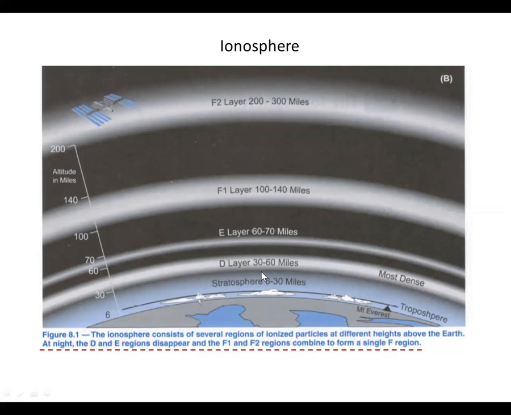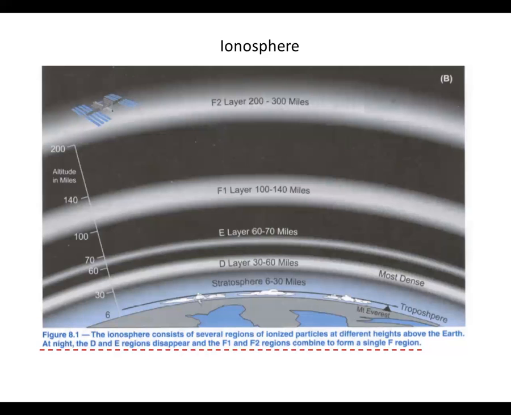And then when you go up 30 to 60 miles, you get a layer in the ionosphere called the D layer, and that's a fairly dense layer and has a big impact on absorbing electromagnetic energy. So obviously that would have a big impact on your propagation if you're trying to move electromagnetic waves through this area. And then the E layer is 60 to 70 miles up.